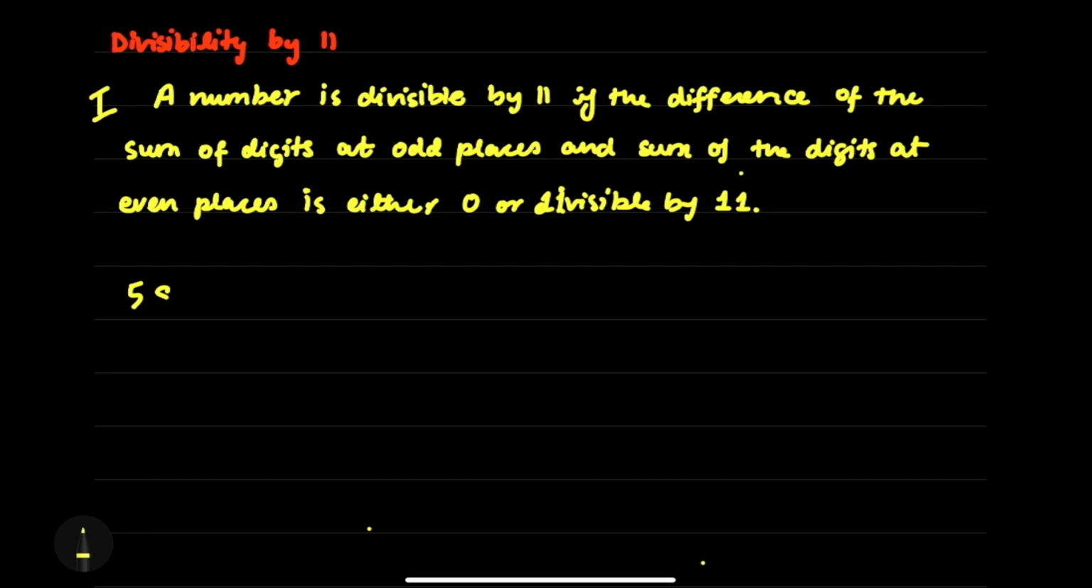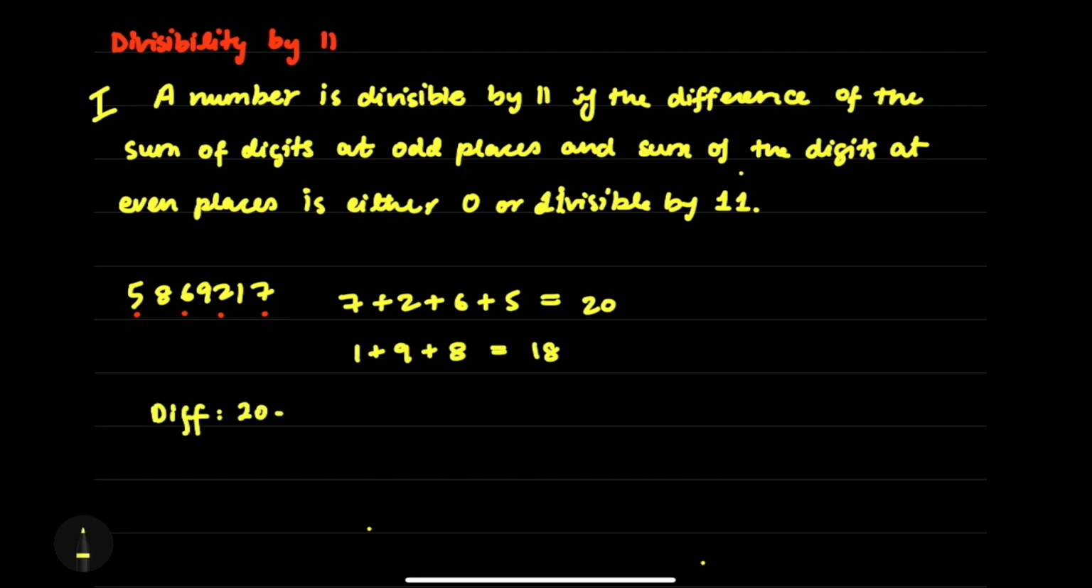Let's consider an example and try to find this out. So our example is 5869217. Let's take out digits at the odd places. So digits at the odd places are marked by the red dot. So that is 7 plus 2 plus 6 plus 5. That comes out to be 20. And the non-dotted places are 1 plus 9 plus 8. And this comes out to be 18. So the difference is 20 minus 18, and that is 2. And this number is not divisible by 11.